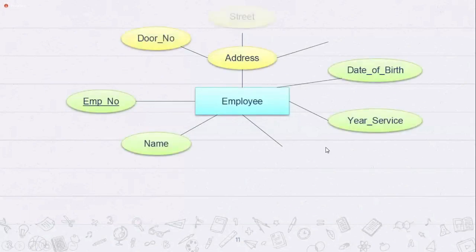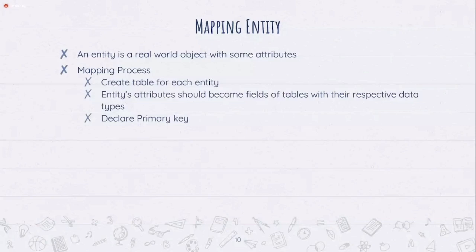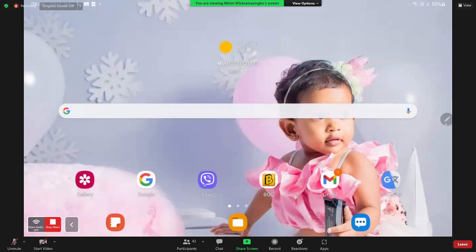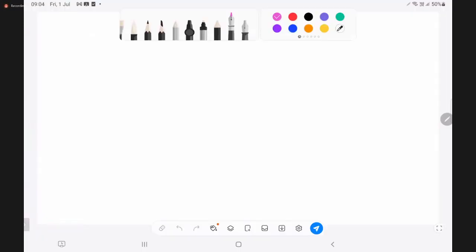Right. Try to draw the ER diagram for this. There are some different kinds of attributes here, right? Multi-value attributes and composite attributes. It's better to explain before. I will explain. Right, just think you have a composite attribute.